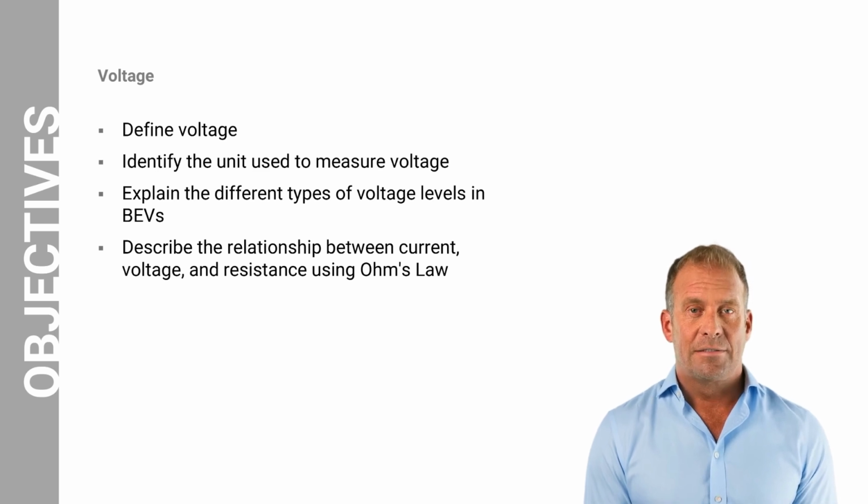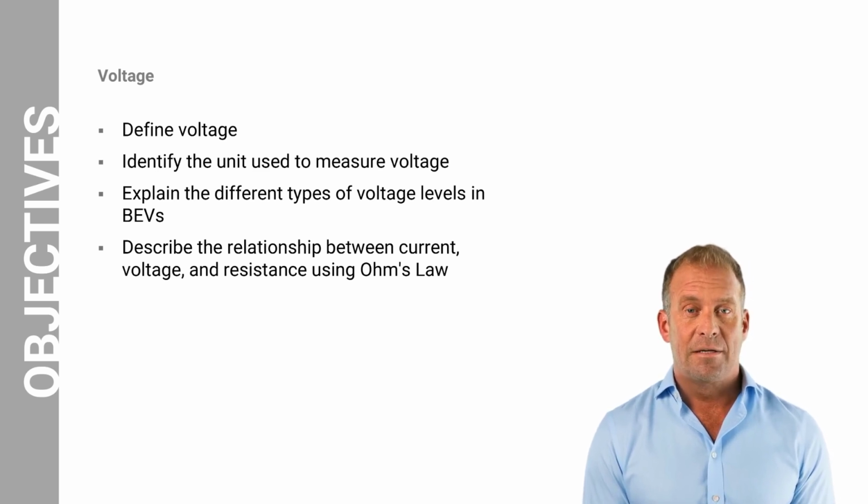Let us look at our lesson objectives. By the end of this lesson, you will be able to define voltage and explain its role in electrical circuits. Later, you will be able to identify the unit used to measure voltage. Next, you will be able to explain the different types of voltage levels in BEVs. Finally, you will be able to describe the relationship between current, voltage, and resistance in BEV circuits using Ohm's law.